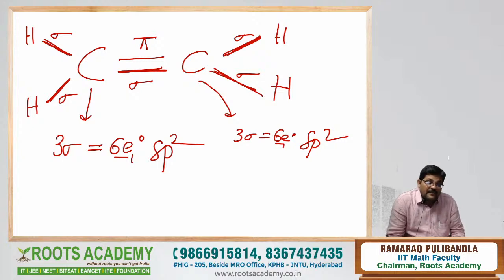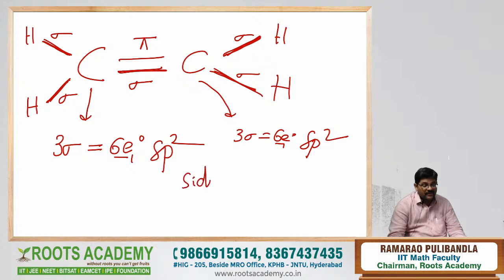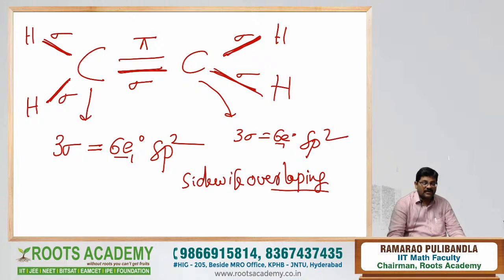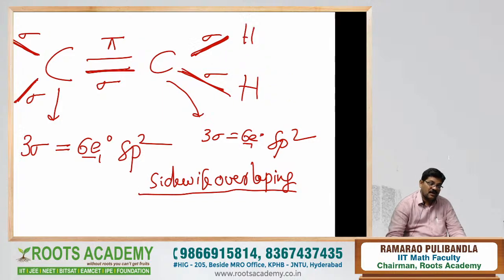So, in the hybridization process, the pi bonds are not counted. Why are the pi bonds not counted? Because the pi bond is sidewise overlapping. As the pi bond is sidewise overlapping, it is not involved in the hybridization. Therefore, the sigma bonds are involved in the overlapping. Therefore, in ethene, the hybridization is sp2. Okay? And come to the next example.